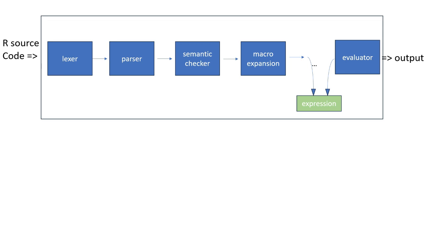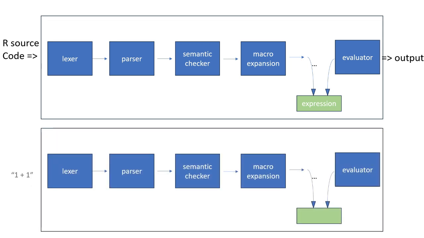Let's see what R actually does under the hood. First it takes an input from the user, raw text, and it tokenizes it. The duty of the lexer is to tokenize the raw input of the user, and then the parser creates a parse tree, and then it goes to the semantic checker. It looks for grammars, and this is some kind of macro expansion.